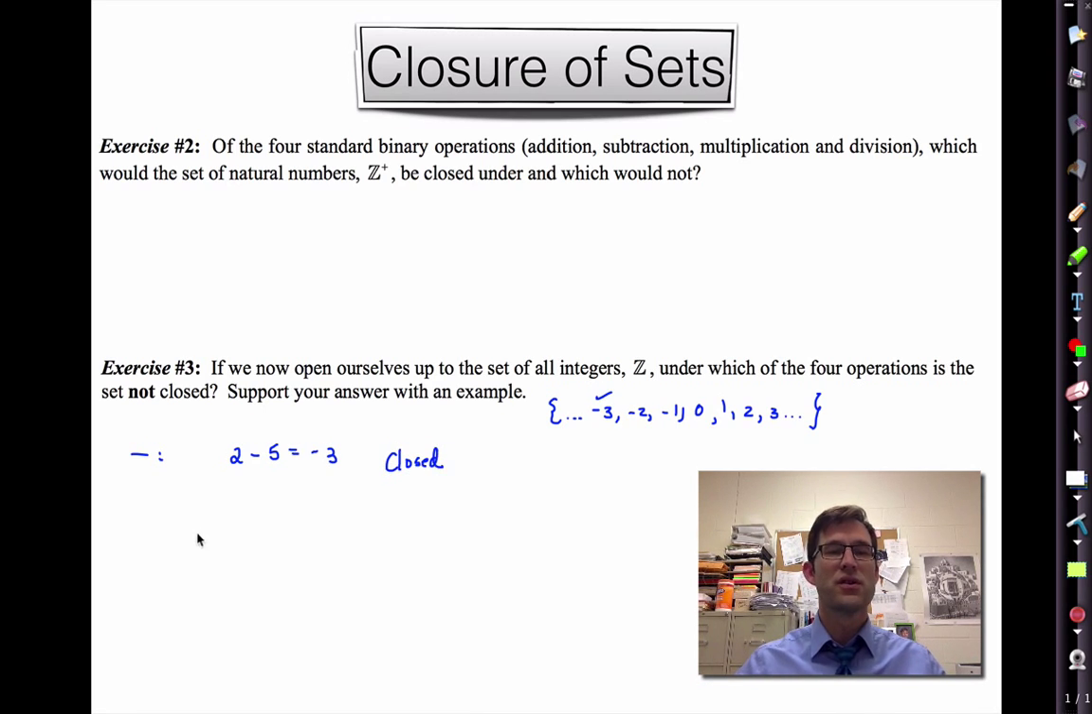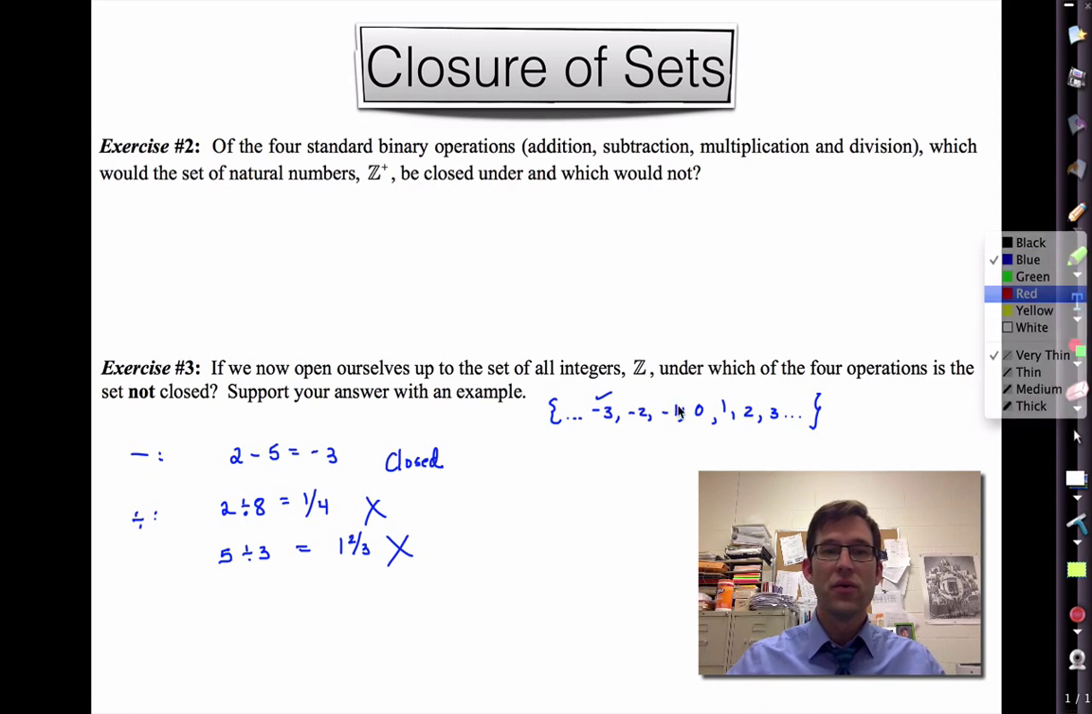We're still closed under addition and multiplication, but division is still a problem, right? Because if we do 2 divided by 8, we get 1/4. We don't even have to do smaller divided by larger. We could just do 5 divided by 3, and we get 5/3, or 1 2/3. That's not in there, right? So still not closed.